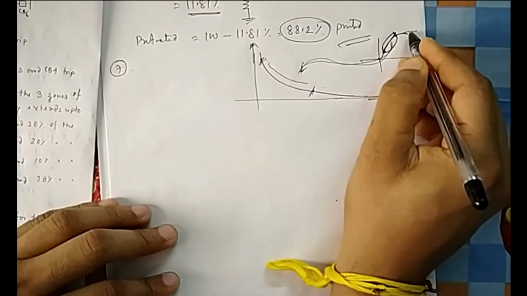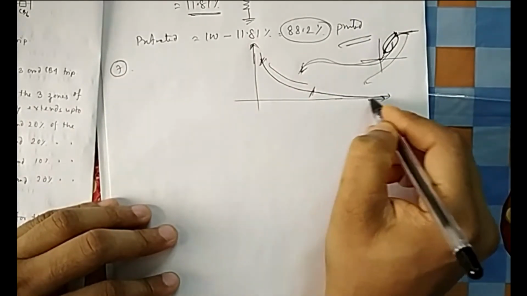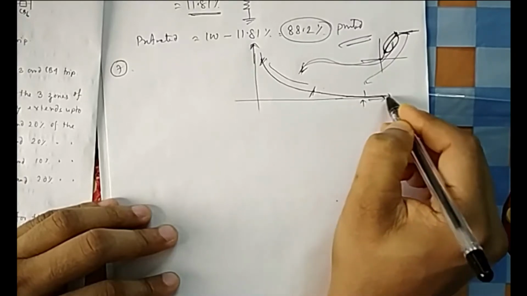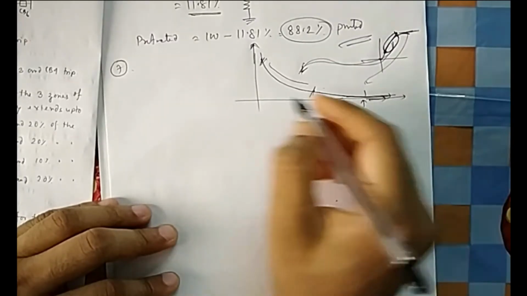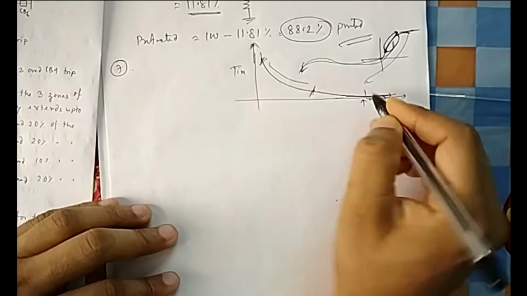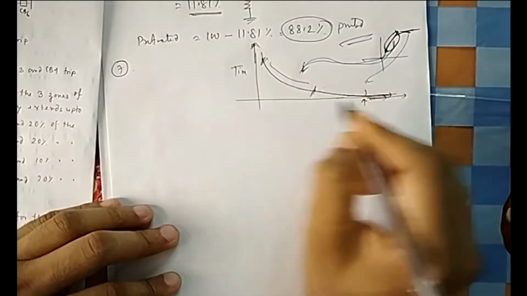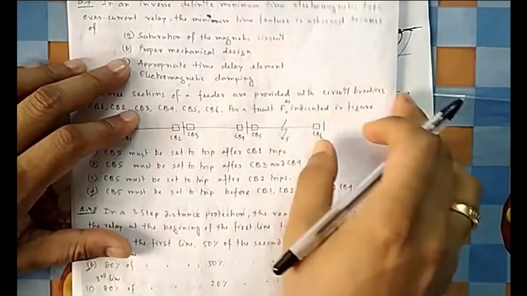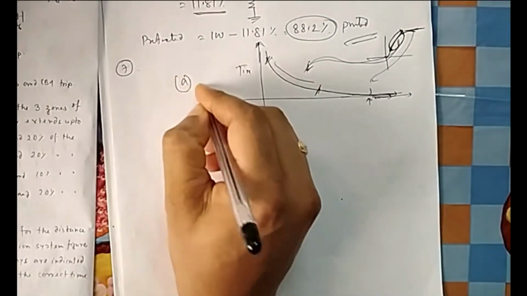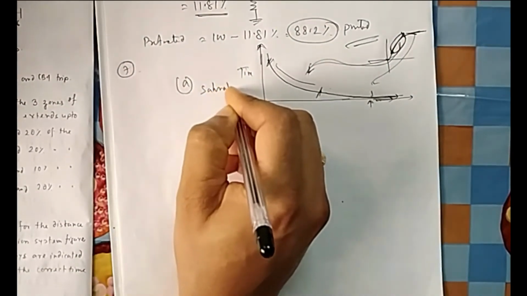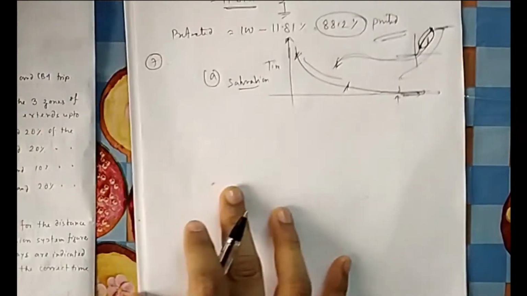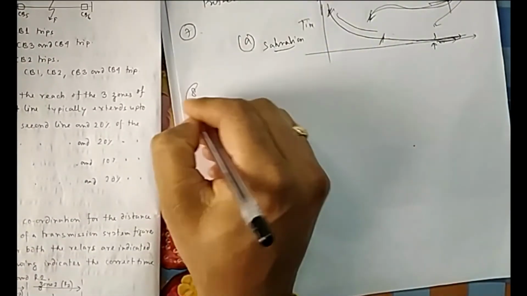So after that what happens? Saturation occurs. So there is a time lag, because the curve is not touching the time axis, the time is not zero here. So the time is not zero, a minimum time is there. This is due to the saturation of the magnetic circuit. That is option A, saturation of your magnetic circuit. The core is saturated, it is no more an inverse characteristic. It is not going to zero.